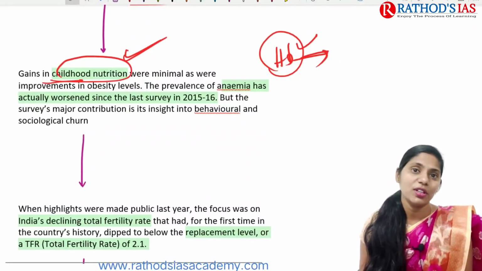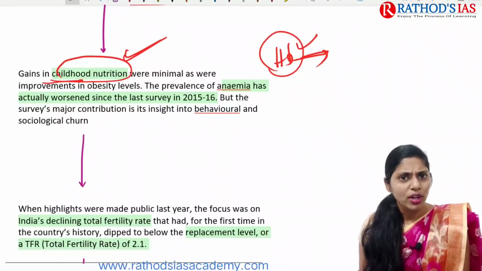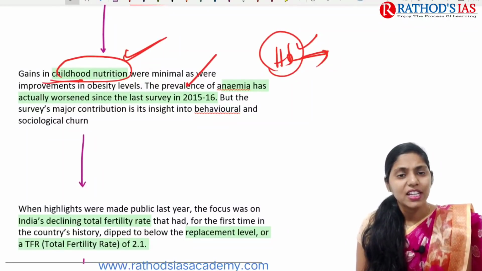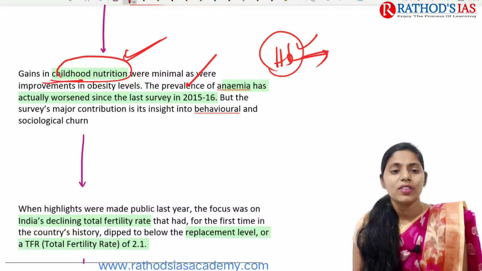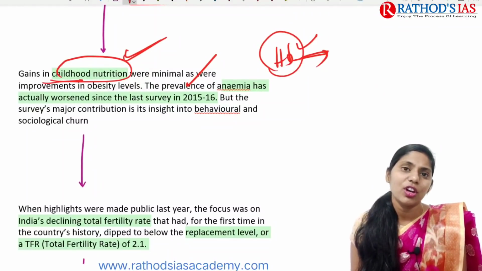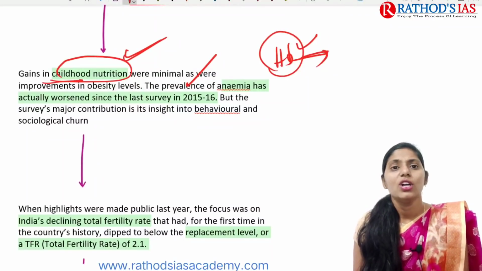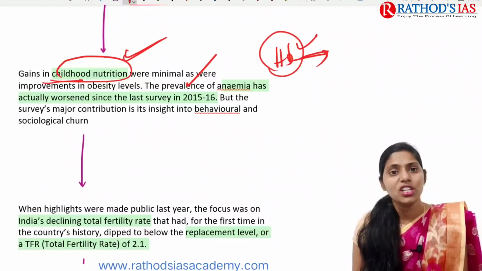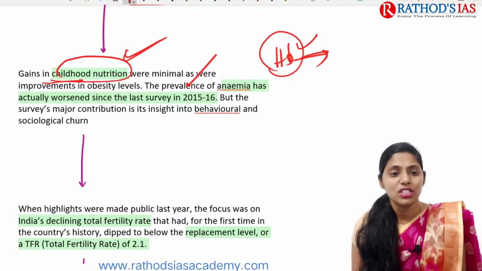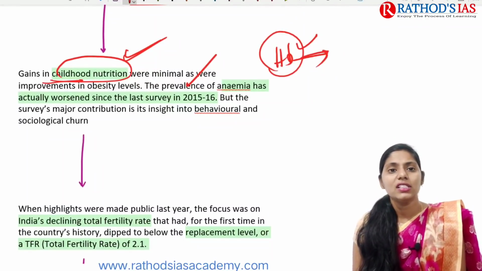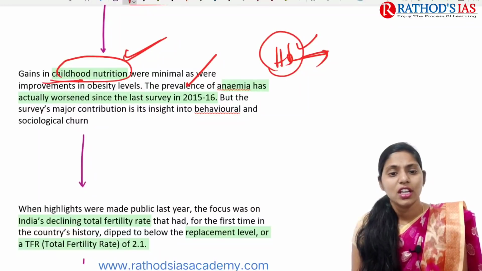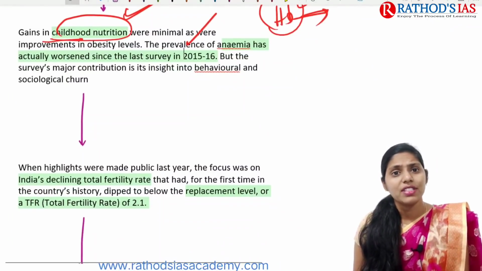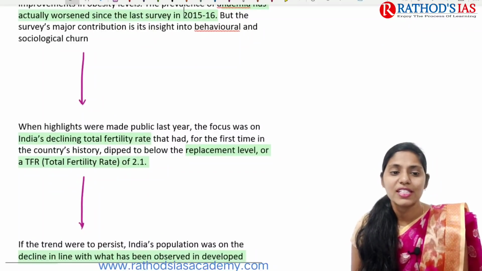So these are some important causes for this anemia. If you're talking about this National Family Health Survey, it mainly says that yes, there is prevalence of anemia. And if you compare with the last survey that happened in 2015 to 2016, there is actually a worsening of the condition of anemia. The major contribution is insight to behavior as well as sociological turn. So it will also have some impact on behavior as well as society.